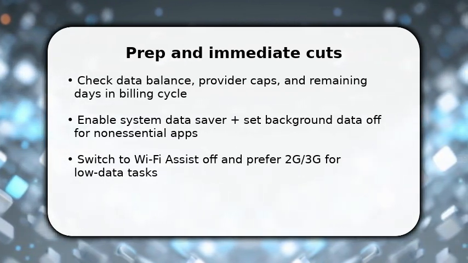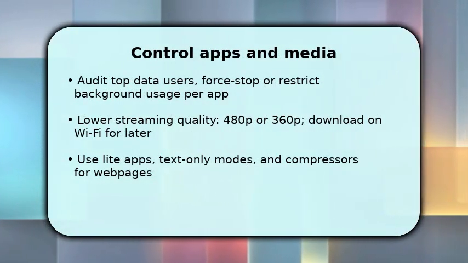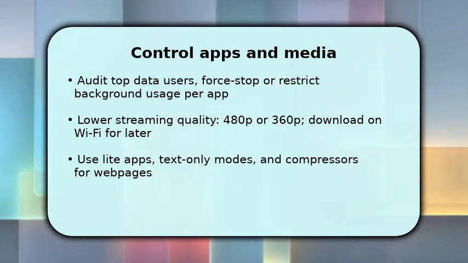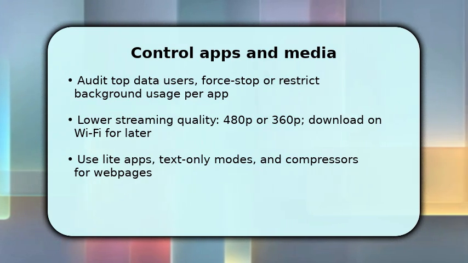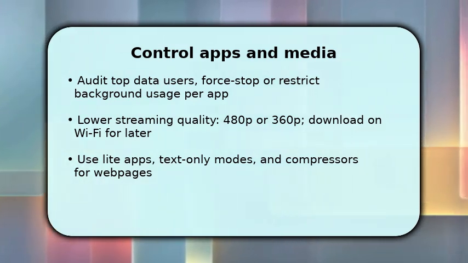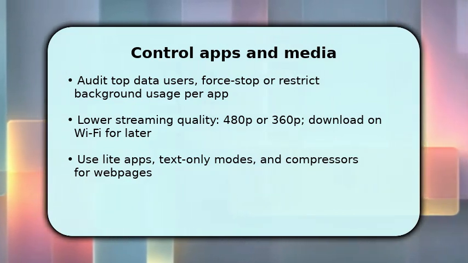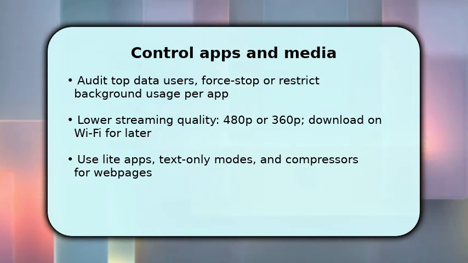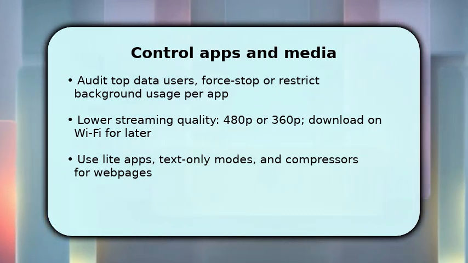You now dig into the apps, identify the top data consumers, and restrict or force stop background sync for each. For messaging apps, disable auto download of media. Then reduce streaming quality to 480p or 360p and set podcasts or videos to download only on Wi-Fi because streaming eats data fast. Also swap full apps for their light versions, enable browser data compression, and enable text only or low image modes. These changes cut repeat.